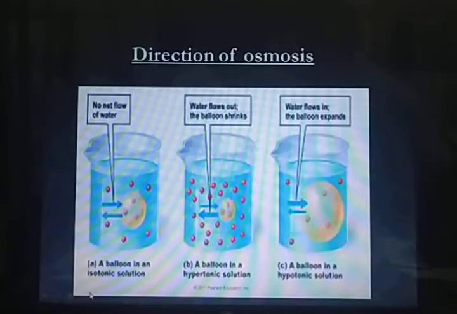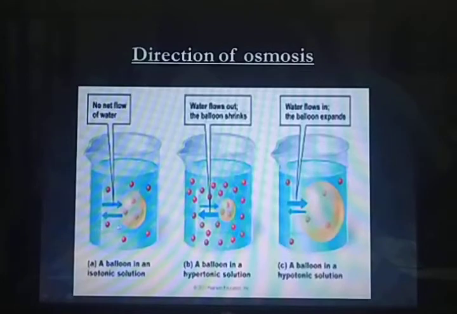It depends on the solution in which we have put down the cell. So this yellow thing is the cell and this is the external environment of the cell. If the cell has been put in an isotonic solution, it means the concentration inside the cell and outside the cell are the same, right? So there will be no net water flow.